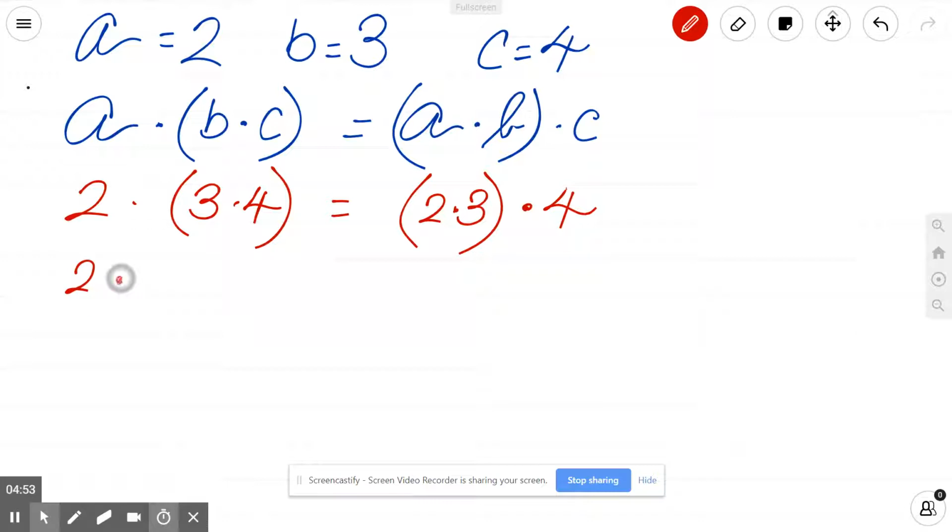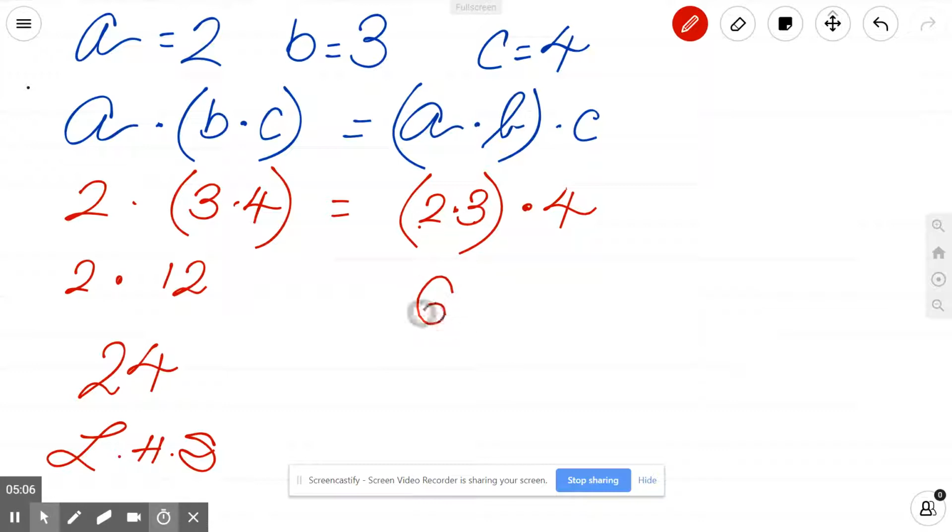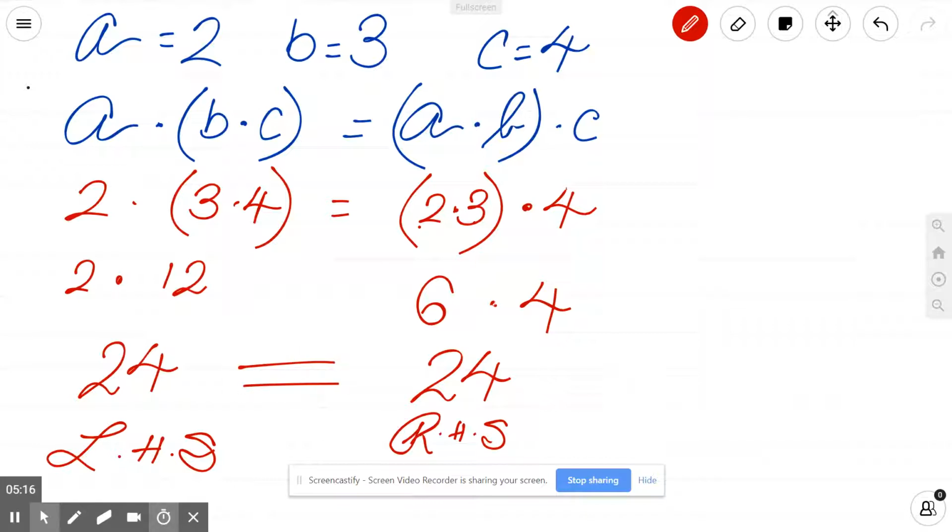So 2 times 4 times 3 is 12, and 12 times 2 is 24. This is what I got on my left-hand side. Now let us try the right-hand side. 2 times 3 is 6. 6 times 4 is also 24. So my left-hand side is the same as the right-hand side. So yes, the associative property holds true for multiplication as well.